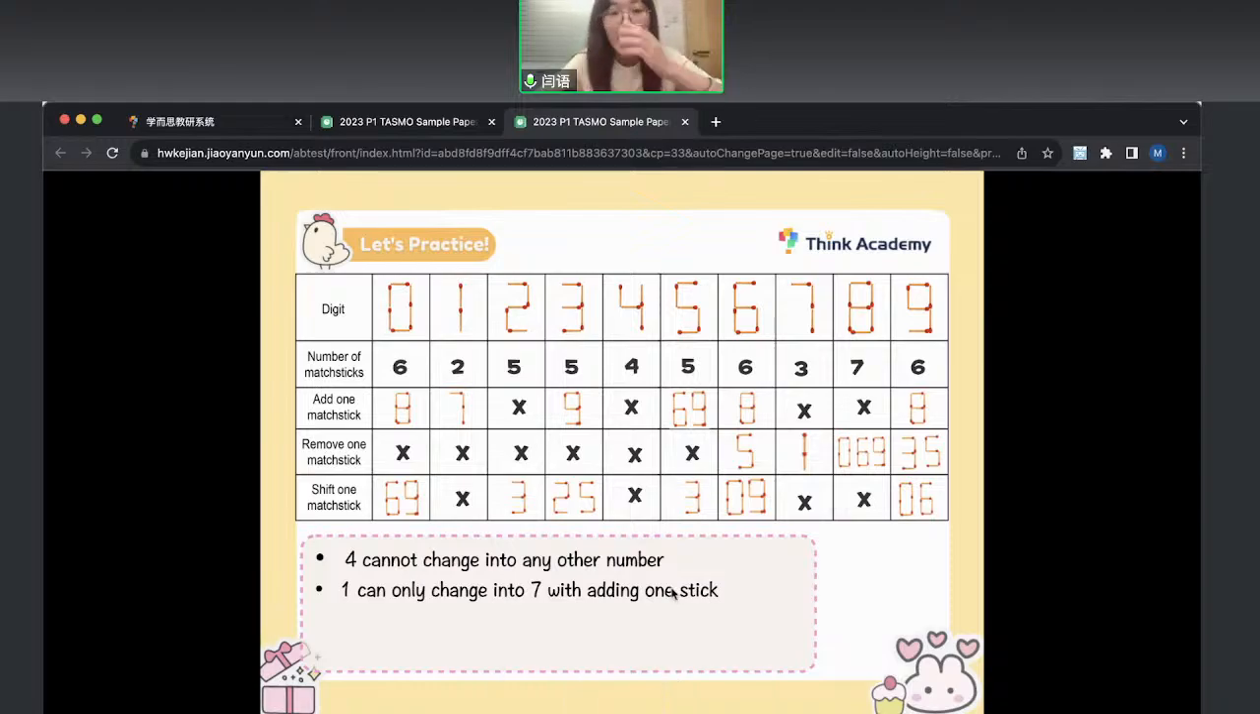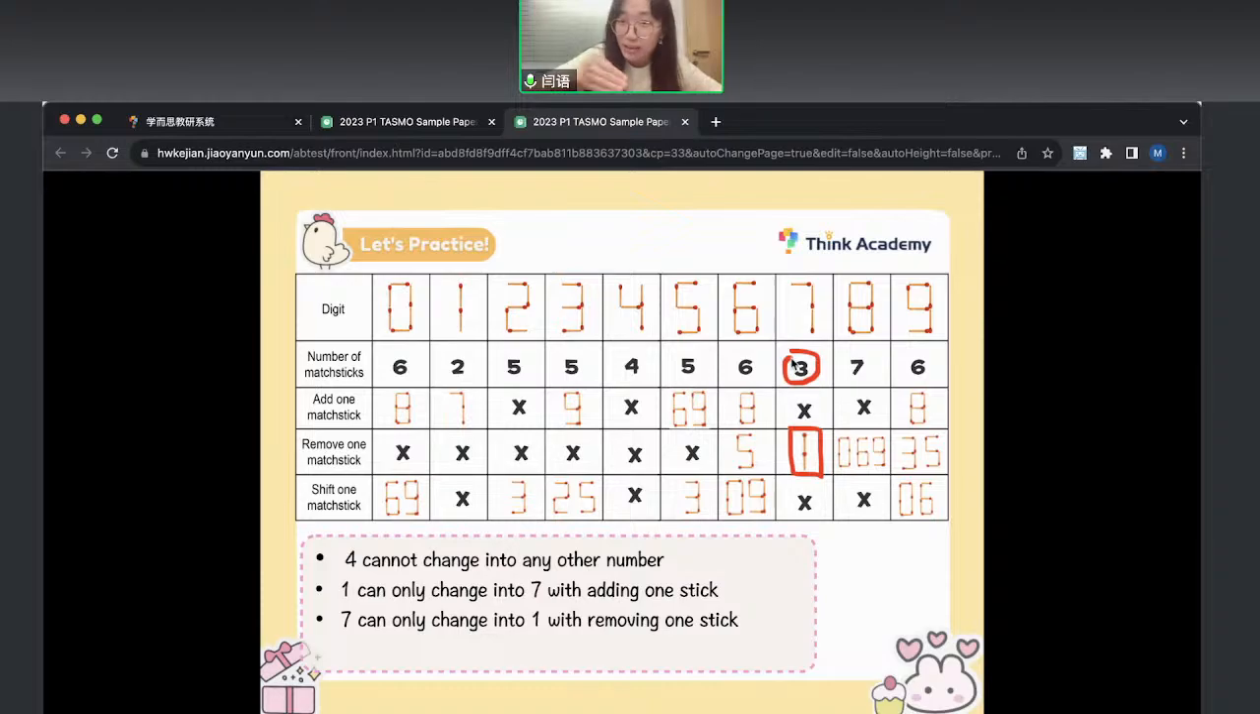Okay. So here we see 4 is the most special one because 4 cannot be changed into any other number. And for digit 1, you can only add one more matchstick. You cannot remove, also you cannot shift. Okay? And next one, what about the 7? 7 can only be changed into 1 by removing one stick. Because again, we only use 3 matchsticks to form a digit 7. So actually here, you can just remove one matchstick to get 1. You cannot add one more and you cannot shift. Understand? Okay? So far, any question?